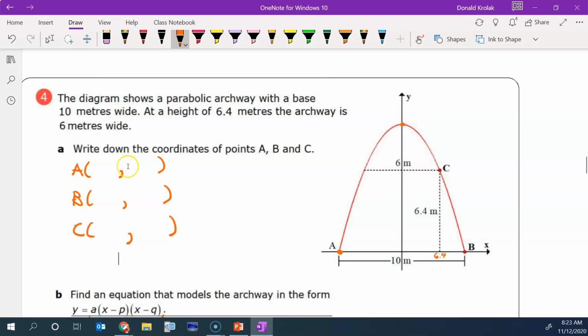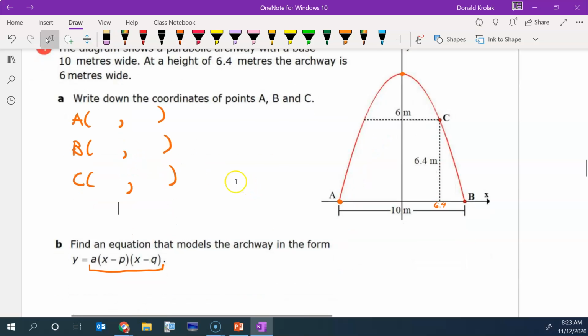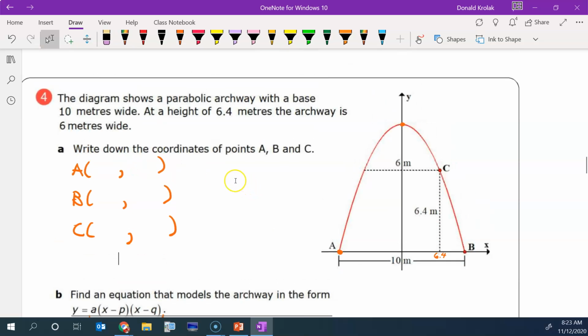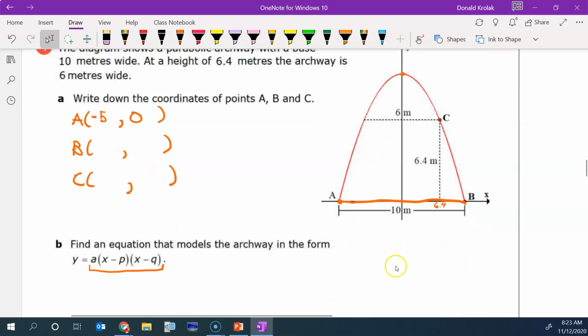All right, so Aiden, what would be the coordinates of A? We know this whole base is 10. Yep. Okay, so -5. Right. And then B is going to be 5. Okay. Mackenzie, the coordinates of C.